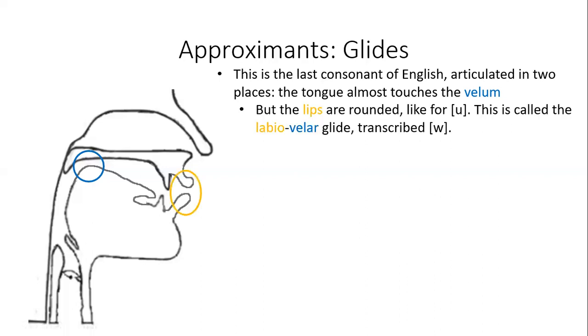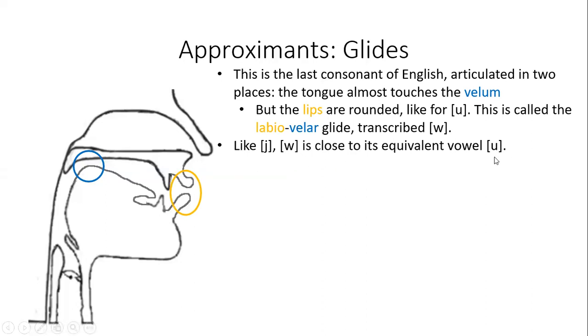But there's also an articulation at the lips. The lips are rounded. So just like for the vowel oo, we have the same position for the consonant, the W. And so this is called a labio-velar glide because it's said at the lips, labio, and velar at the velum. And we said how y and e were close.